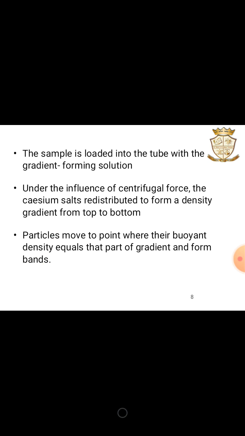The sample is loaded into the tube with a gradient forming solution. Under the influence of centrifugal force, the cesium salt redistributes to form a density gradient from top to bottom. Particles move to the point where their buoyant density equals that part of the gradient and form a band.